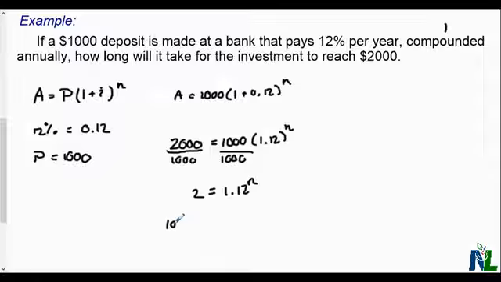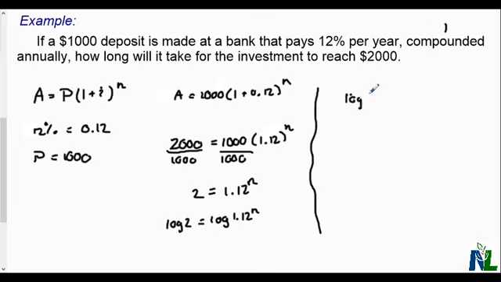Now I'm unable to write 2 as a base of 1.12, so at this point I'd like to take the log of both sides. So I'd say the log of 2 equals the log of 1.12 to the n. So doing that will allow me to bring the n on this side to the front, so it acts something like a coefficient. So I have the log of 2 equals n times the log of 1.12. Now to solve for n, I'm going to need to divide by the log of 1.12. So I'll do that to both sides.